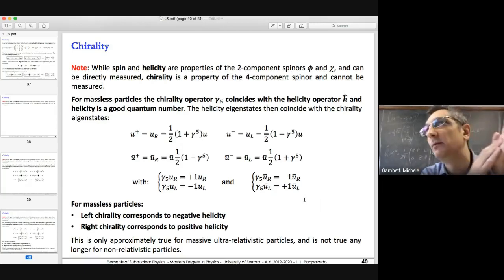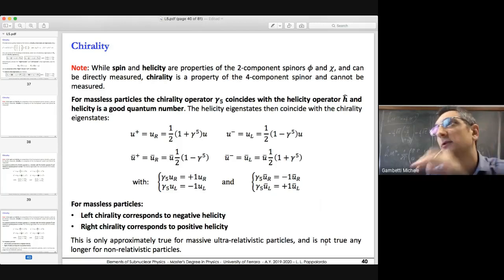This is completely true for a massless particle, but only approximately true for a massive ultra-relativistic particle, okay? And it is, of course, completely wrong for massive non-relativistic particles, for non-relativistic particles in general, because then the approximation becomes really, really wrong.